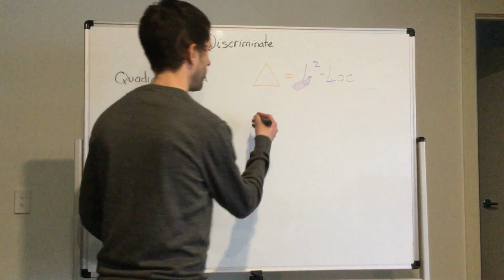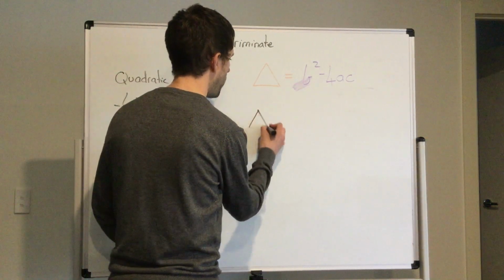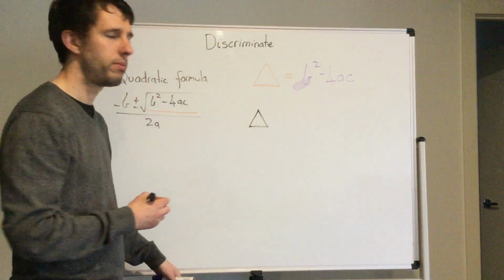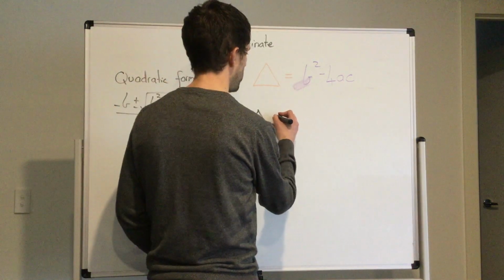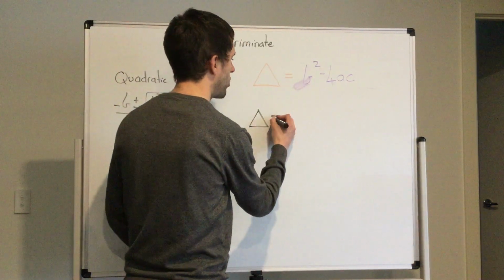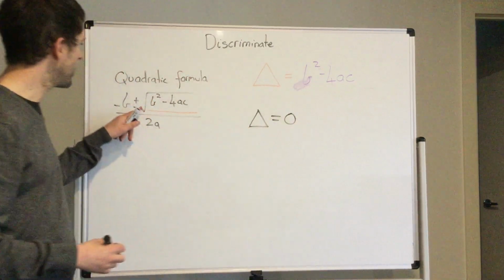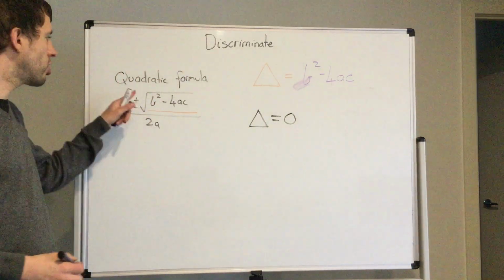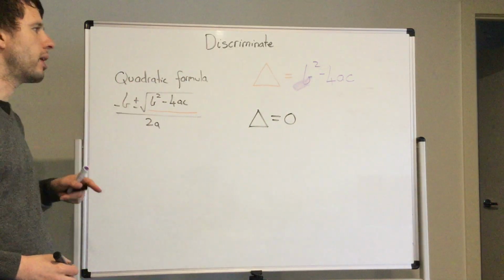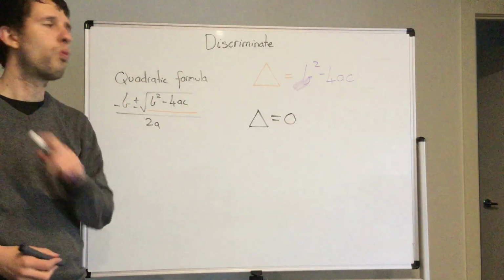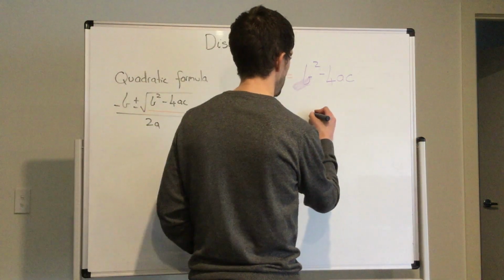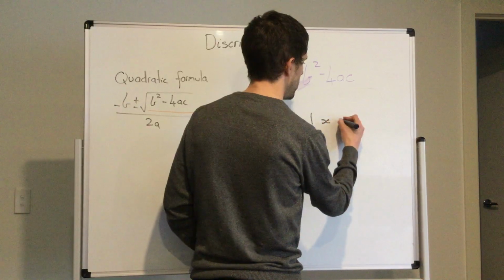So for our discriminant, if our discriminant is equal to 0, like I said, it's not going to change anything if we're adding or minusing 0 up here. So that's just going to show us that we've only got one answer. So we've got one x solution.